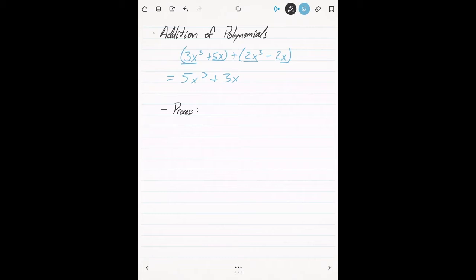So what I will say here for the process, first up, make sure you distribute or simplify any polynomial expression.